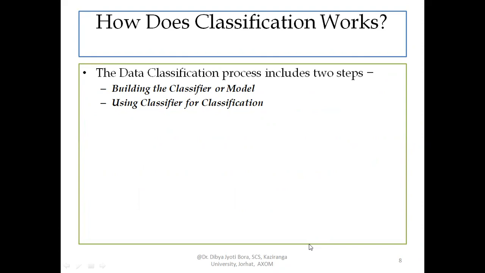How does classification work, okay? The classification process includes two steps. It includes two steps, meaning how you go about classifying some data sets. The process has two steps. First, you will build a classifier, or you can say a model. Then second, using that classifier, you go for classification. Repeating again: the first step is the building, or development, of the classifier model, and the second is that you will use that classifier to classify the data set, right?